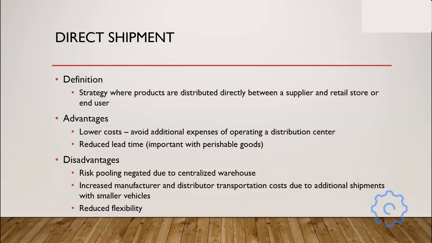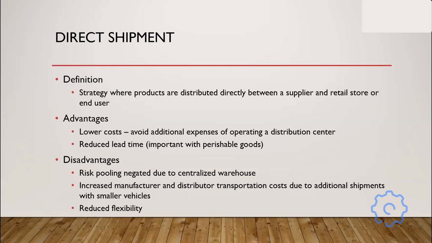You also have reduced lead times because you don't have to worry about your products going to a distribution center, being taken off a truck or transferred to a truck. Instead, you just go straight from point A to point B. This is very important with perishable goods. If you have perishable goods like groceries or even pharmaceuticals that have a very short shelf life, you may want to use a direct shipment approach.